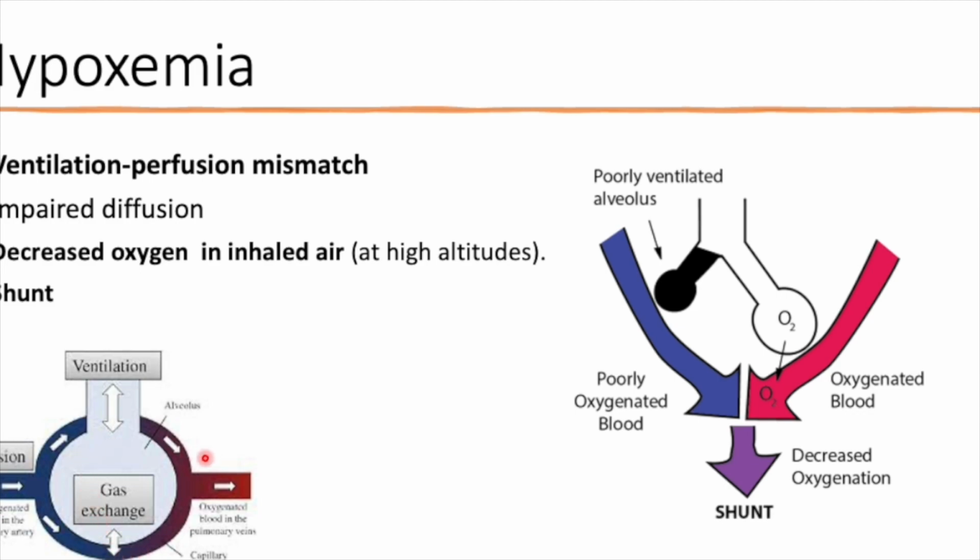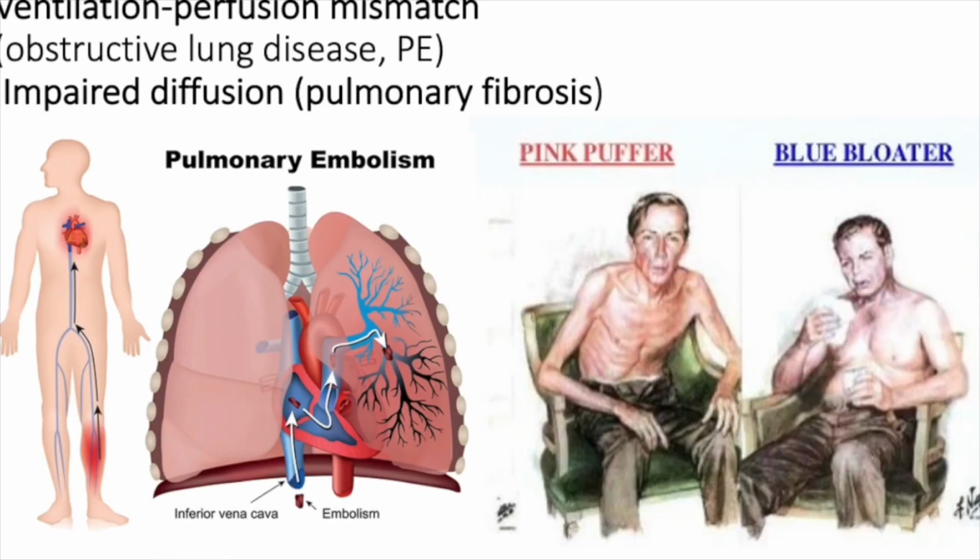Or decreased oxygen in the alveolus, that is, it can occur in high altitude. Or shunting, which can be either at the level of the heart or at the level of the lungs. So shunting, that is intracardiac or intrapulmonary shunting. You might have heard the term blue bloater and pink puffer. In COPD patients, when they develop heart failure, they can develop cyanosis. It is called a blue bloater, that is, they are bloated up due to the heart failure.